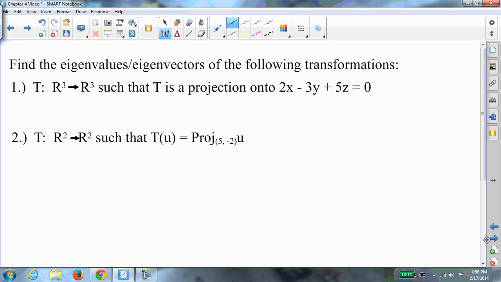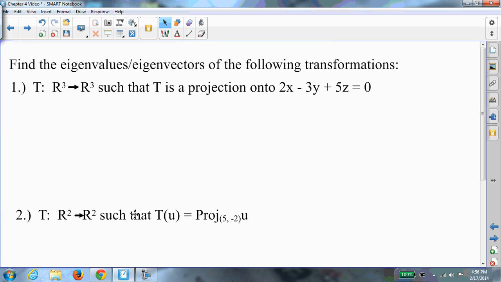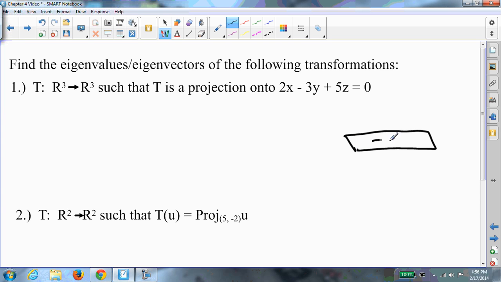Now let's talk about eigenvalues and eigenvectors. And we did these very visually rather than using the matrix to help them out. So the first one is the projection onto the plane 2x minus 3y plus 5z. So if I were to draw a picture, here's my plane. I know that anything on the plane is going to project to itself, and anything perpendicular to the plane is going to project down to the 0 vector. So let's start with perpendicular. Perpendicular would be my normal vector. So n equals 2, negative 3, and 5. Projects to the 0 vector, so lambda equals 0.